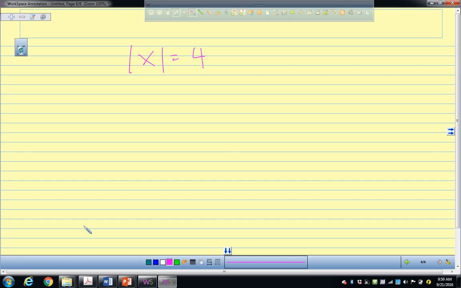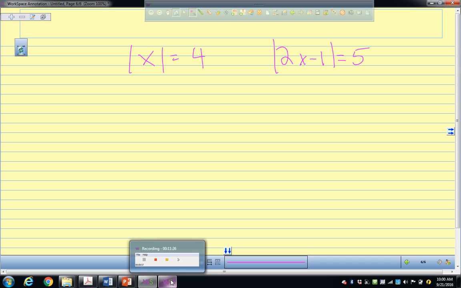Let's try this one. I did one really similar to this, but let's try this one. Absolute value of 2x minus 1 equals 5. Okay, so if you're working with a partner, have the other person write, and you can kind of talk them through it, and see what you get. I'm going to pause to give you some time to think. Don't hold it up right away, give it a few minutes.